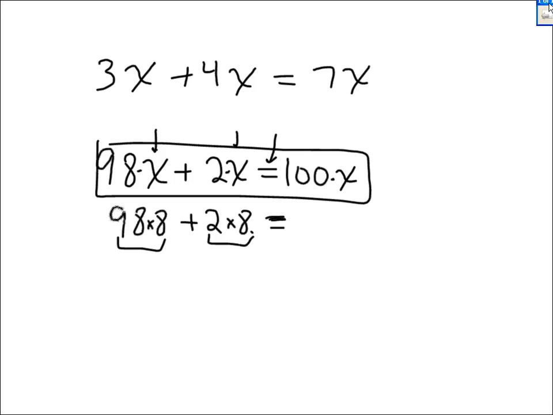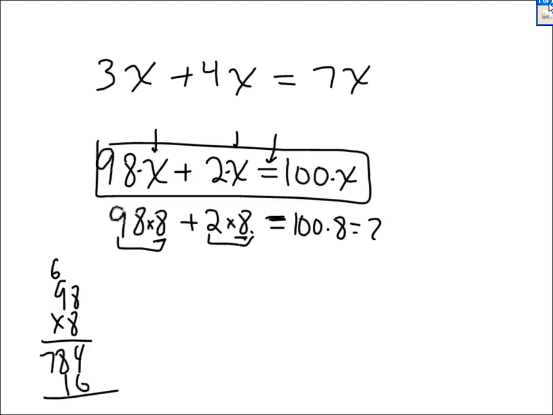Okay, so let me ask you again. How would you calculate 98 times 8 plus 2 times 8 without actually figuring out 98 times 8, and then doing 2 times 8 is 16 and adding them up? Well, the answer is if you have 98 8s and you add on 2 more 8s, well then you have 100 8s, which is 800.